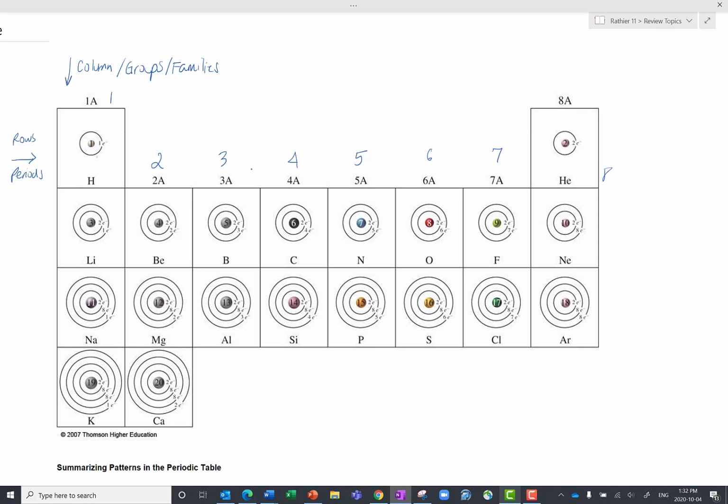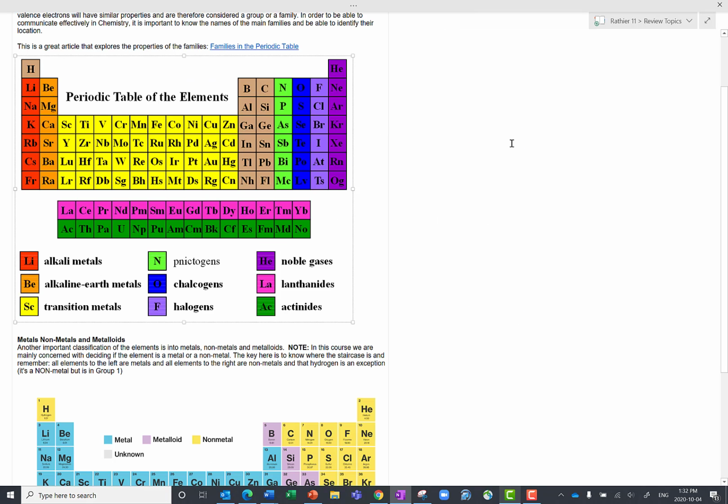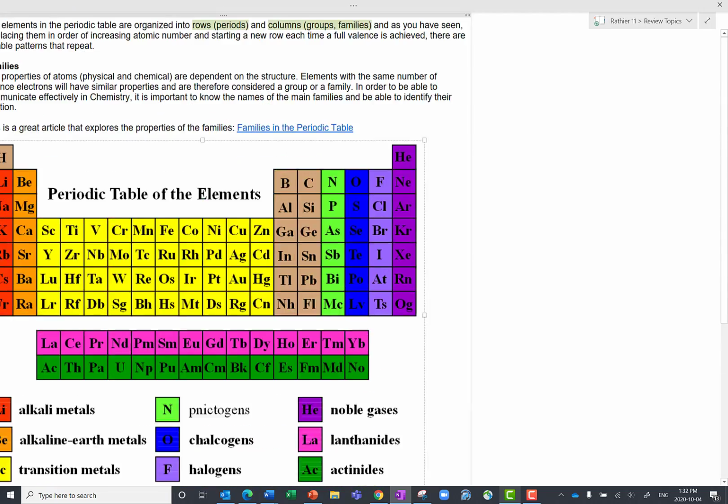Helium has 2, but as you'll remember from the Bohr model, 2 is the maximum number of electrons typically found in the first energy level. Okay? So they do all have in common that their final orbital has reached its maximum number of electrons. Now, from this information as well, we can identify a couple of things.